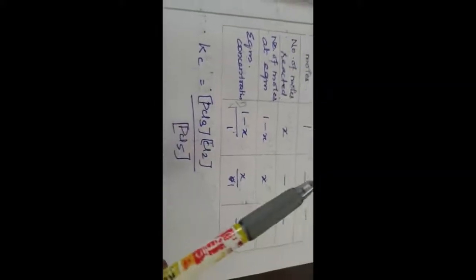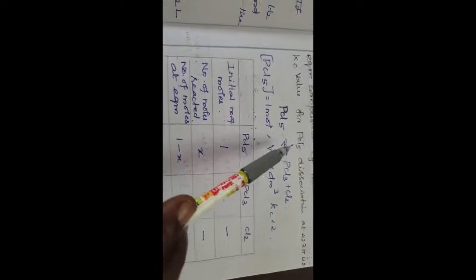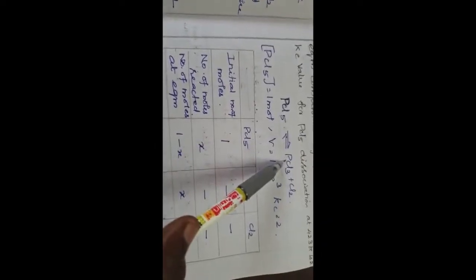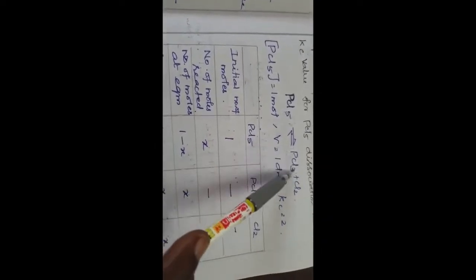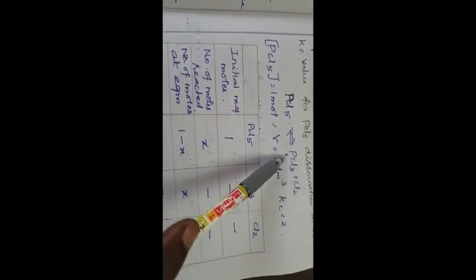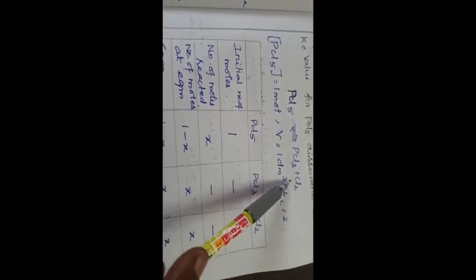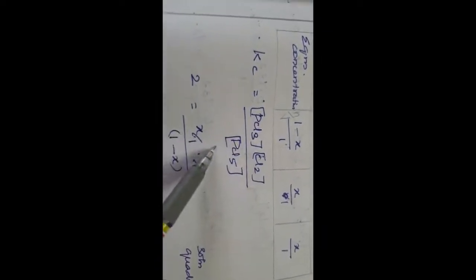Volume is already given as 1 decimeter cube. So the equilibrium concentrations are (1 minus X) divided by 1, X by 1, and X by 1. Then what is the Kc value? How can you write Kc for this equation? Kc is equal to the concentration of the products, PCl3 into Cl2 concentration, divided by PCl5 concentration. Okay, so this is the Kc formula.